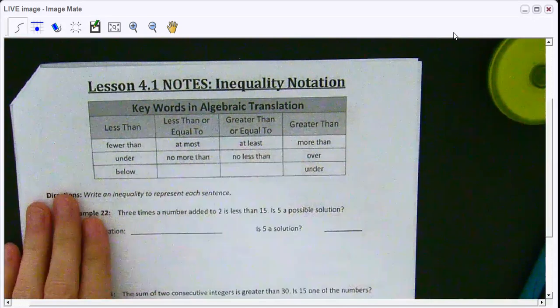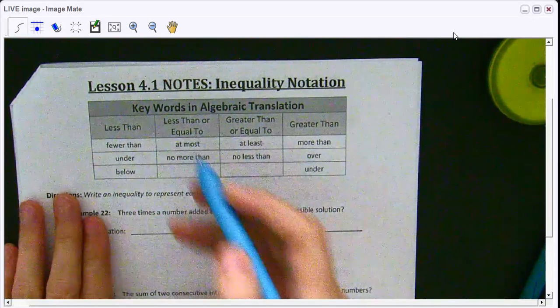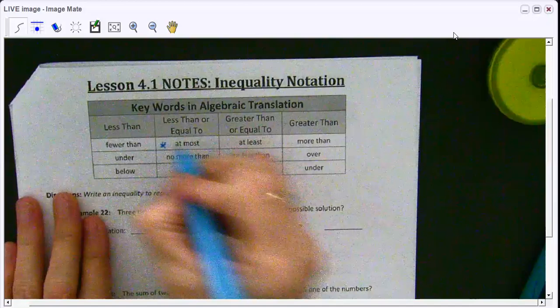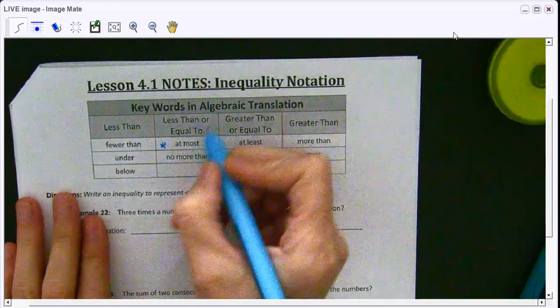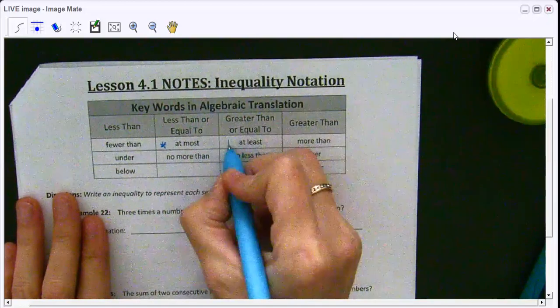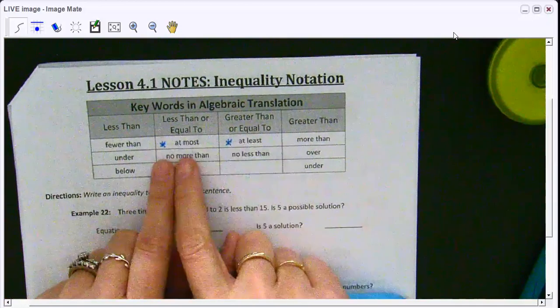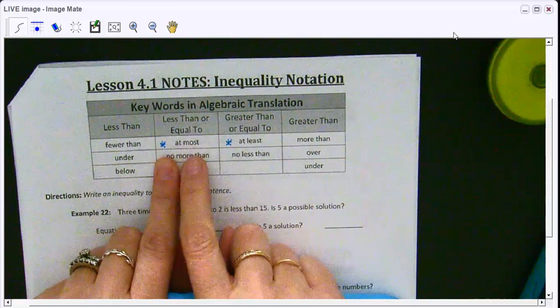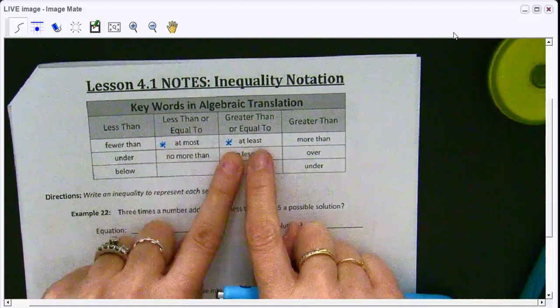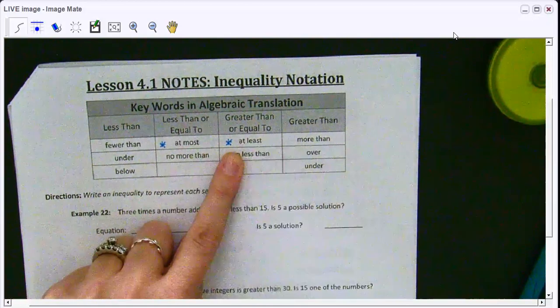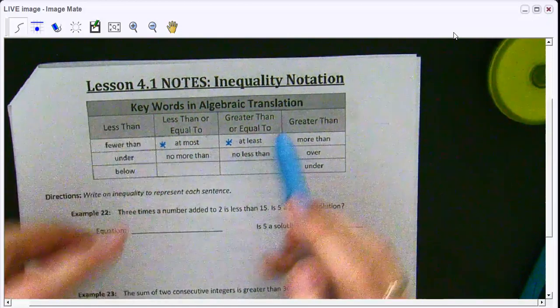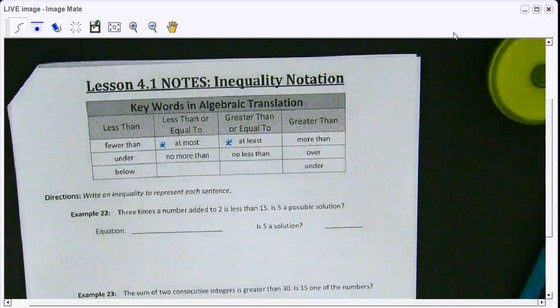The most confusing ones that I notice are "at most" and "at least." At most means that it can't be more than, so it has to be less than or equal to. At least means that's the minimum it could be, so it can be greater than that. Anytime you're reading word problems with those terms, maybe refer to this chart until you get the hang of it.